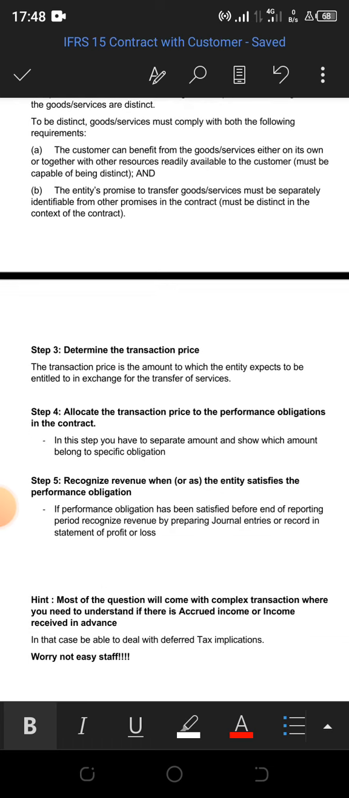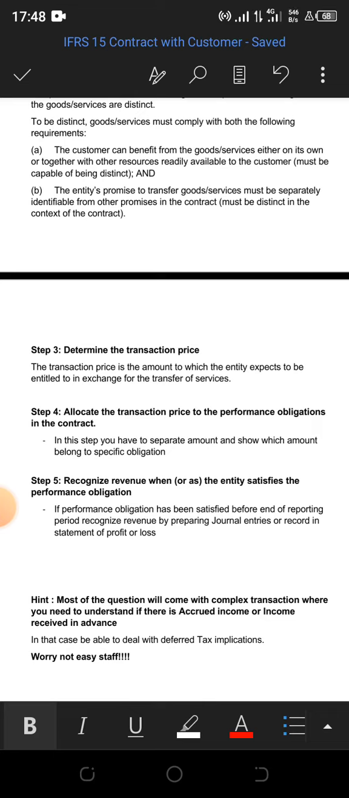Step number three, determine the transaction price. There must be a price in the agreement. You are going to pay so much. We can't just say, I'm going to pay you, give me a laptop. How much? We must be able to determine the amount.